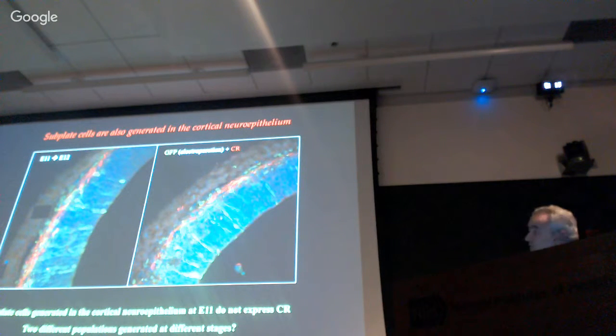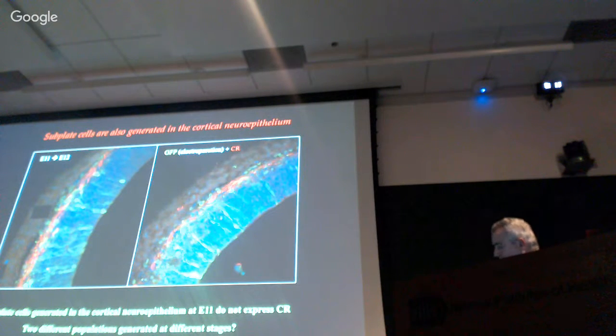But when we did immunohistochemistry, we see that the cells generated at E11 do not express calretinin. In our first experiment, we see that the cells generated at E10 express calretinin. So the question is that there are different populations generated in the same area, but at different ages, in different stages of development, E10 and E11.